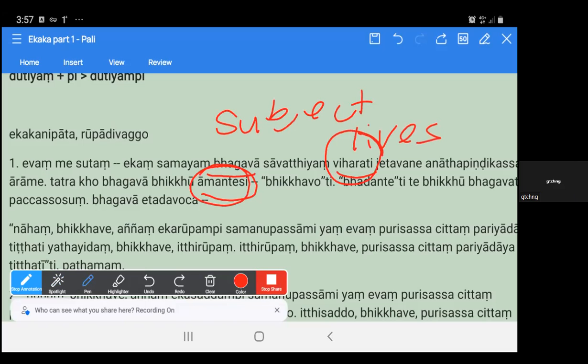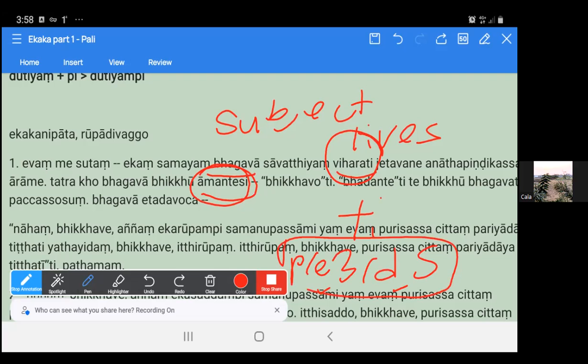This is a Ti Anti Sita Mima. So Ti is third person singular, and then it's present tense. So normally we write present tense, third person singular, like this. Another one, can you see the Ti and Anti Sita Mima?